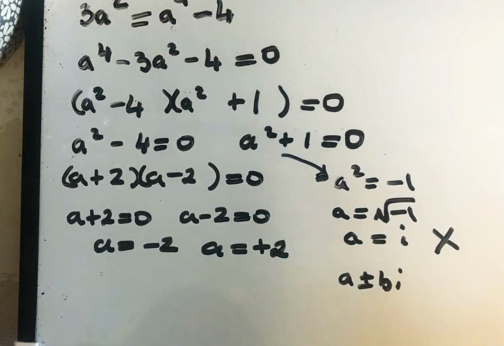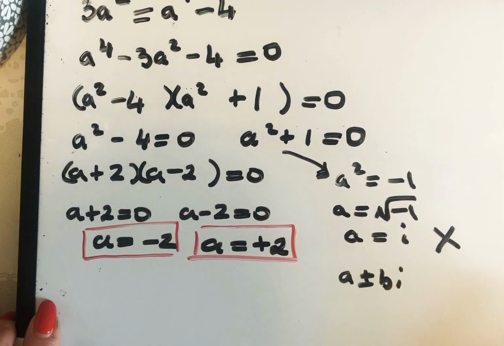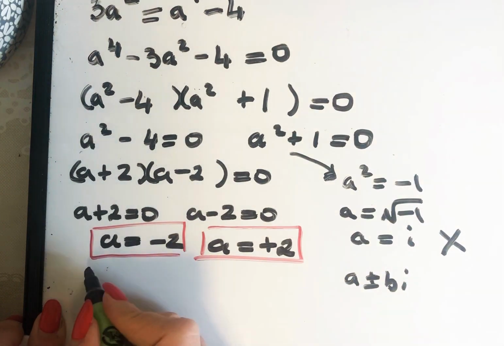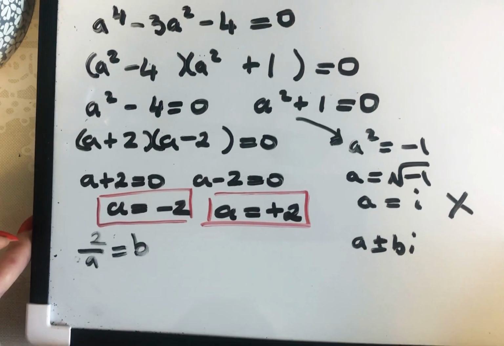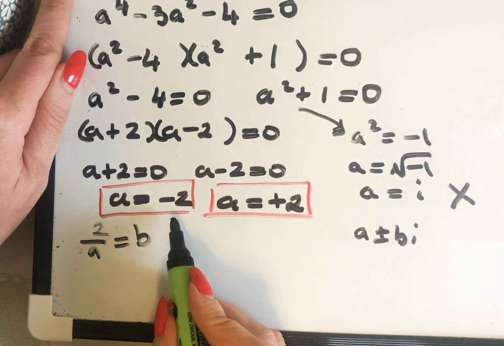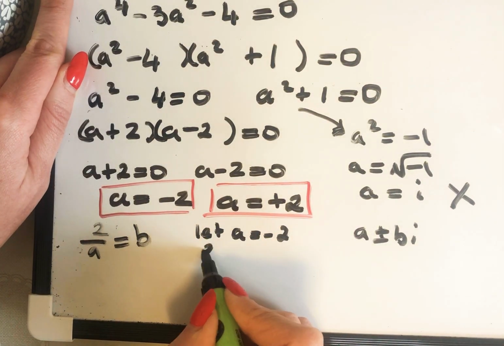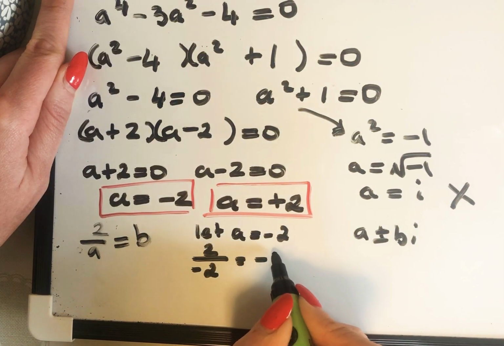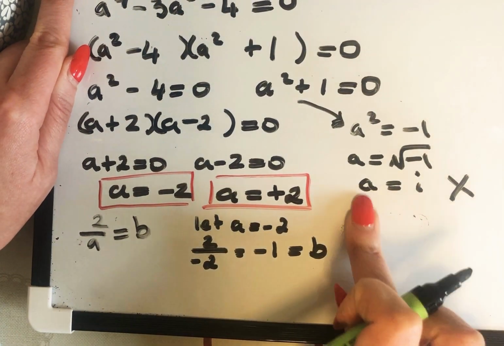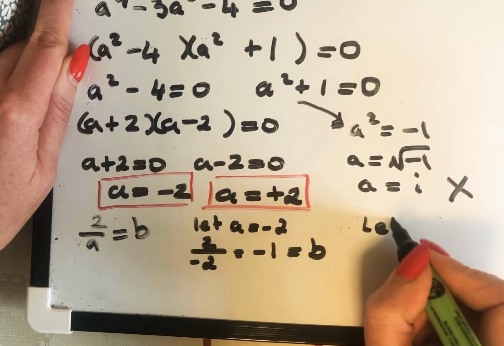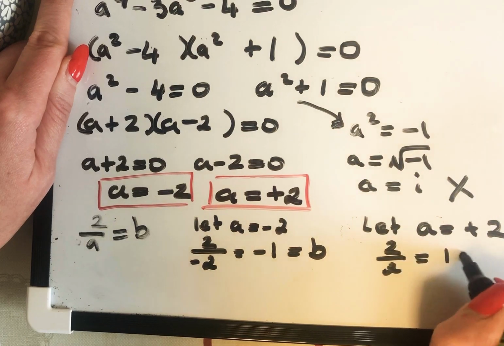Now to find values for our b's. Well, we know from the first part of the question that we had 2 over a is equal to b. So let's put in the values for a. Let's start off with our negative 2. So let a equal negative 2. So we have 2 over negative 2, which of course is negative 1, so that's b. And then our other one, let a equal positive 2. So we have 2 over 2, which is equal to 1, so b is 1.